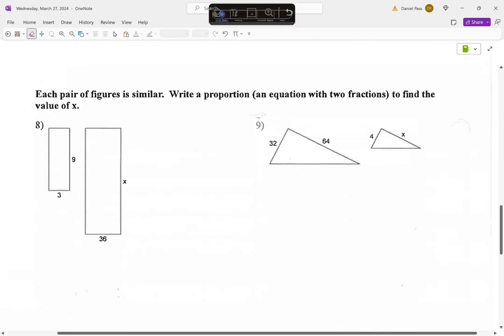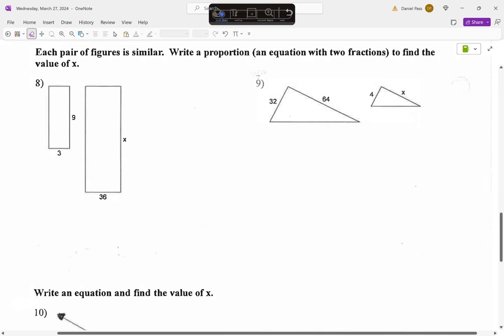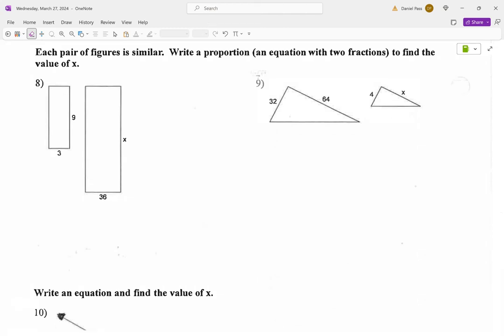Okay, how do we do number 8? Okay, so 3 is 9. I don't know, but 3 times 3 equals 9, right? Well, actually, that is one way to do it.